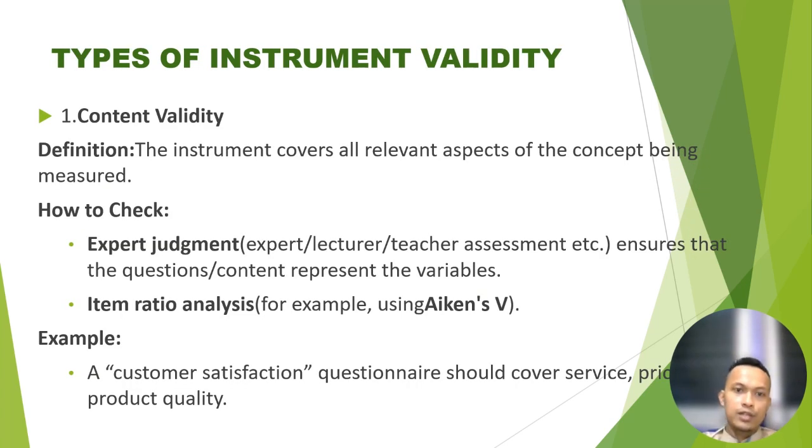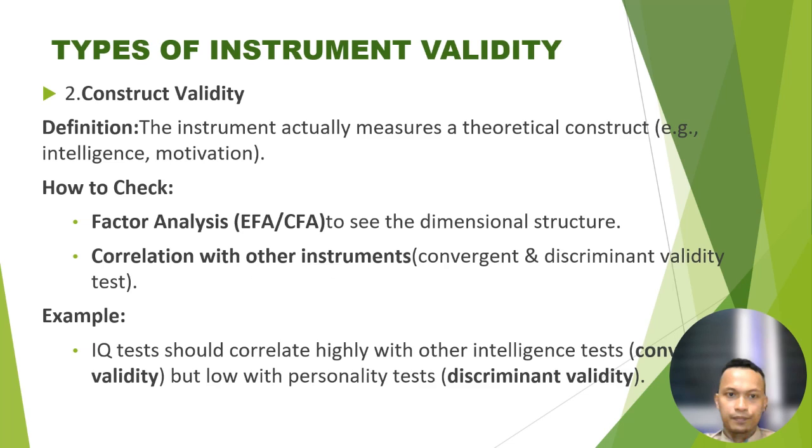Types of instrument validity. The first, content validity. The instrument covers all relevant aspects of the concept being measured. For example, a customer satisfaction questionnaire should cover service and product quality. And number two, construct validity. The instrument actually measures a theoretical construct. It is related to the theory, expert theory.